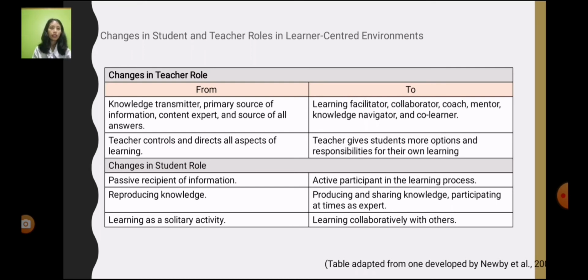And for students, instead of being passive recipients of information, reproducing knowledge, and learning as a solitary activity, they are active participants in the learning process. They do the activity so that they could produce and share knowledge, participating at times as experts. Learning can be done collaboratively with others.